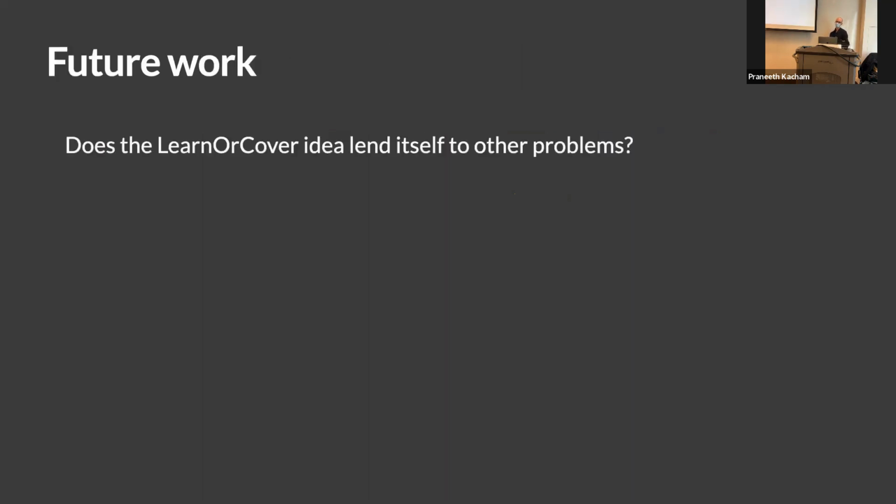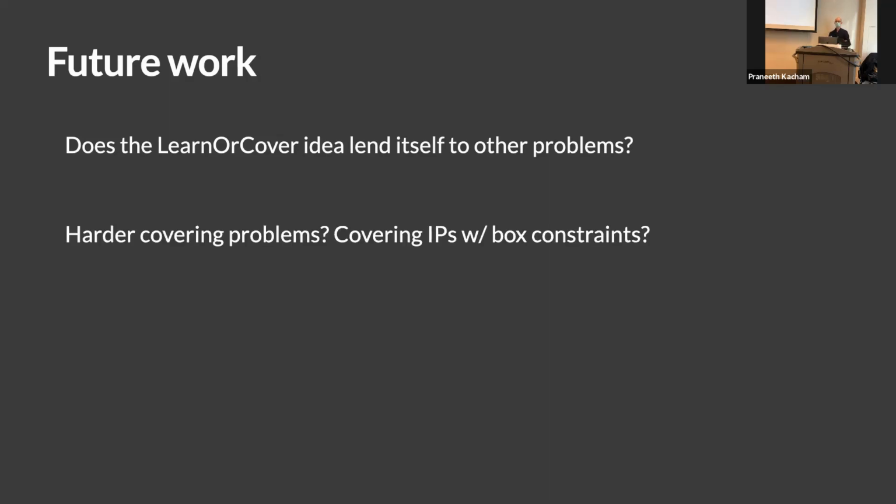Okay, future work. I really want to know if this learn-recover idea lends itself to other problems. It's simple enough that I think it has a chance of being something fundamental. Can one do harder recovering problems? In particular, the burning open question we want to understand is, can you handle covering IPs with box constraints, upper bounds on the variables? Our proof breaks for technical reasons in that setting.